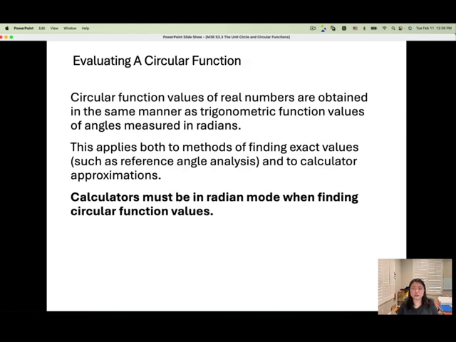Evaluating circular functions. Circular function values of real numbers are obtained in the same manner as trigonometric function values of angles measured in radians. You could look at the unit circle. You do have the same idea from the previous sessions, how we get the trigonometric functions. Like sine equal to y over r, cosine equal to x over r. Okay, they are talking about the same thing when you look at the unit circle here.